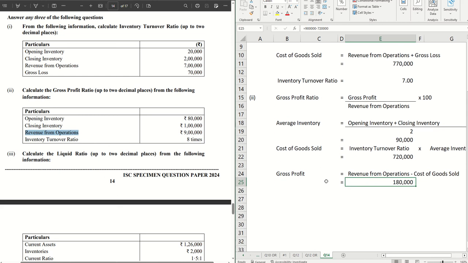In that case, now we can easily calculate our gross profit ratio. We have to put the values here. Let's do that. Gross profit ratio equals gross profit, which is 1,80,000, divided by revenue from operations, which is 9 lakh, into 100. So 20% is our gross profit ratio, and you have to add the percentage sign.